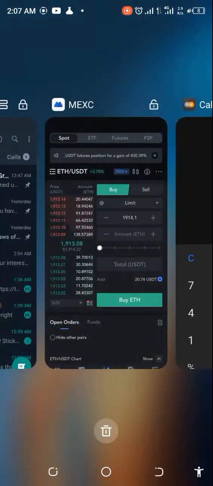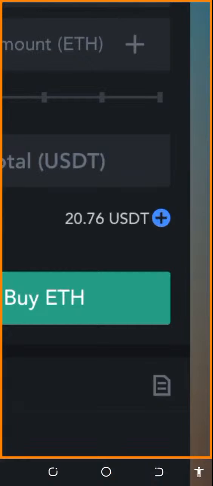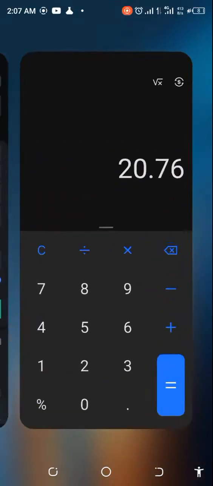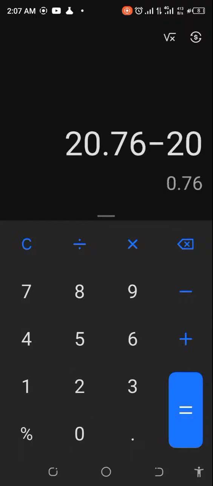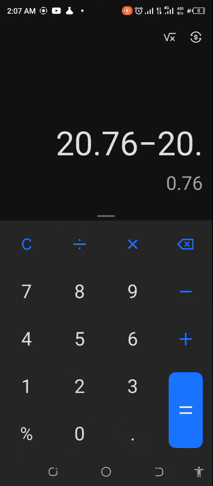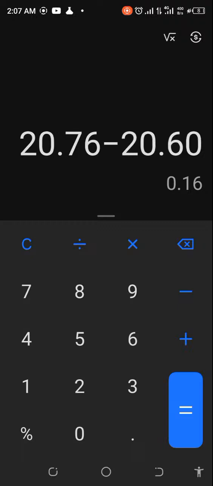Okay, so what that means is that 20.76, am I right? Am I correct? 20.76. Yeah. So 20.76 minus 20.60. 16 cents. Yeah, it wasn't exactly so fantastic, but it's something.